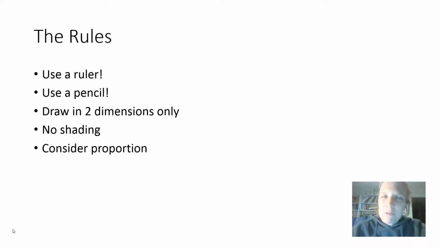Consider the proportion. So have a look at the equipment that you're drawing. If you've got 2 bits of equipment that are about the same size in real life, they should be about the same size in your drawing as well. Also, if something is twice as tall as it is wide, it should also look that way in your drawing. So that's what we mean when we say consider proportion. Also, leave the tops open, and I will give you an example of what I mean in a moment.